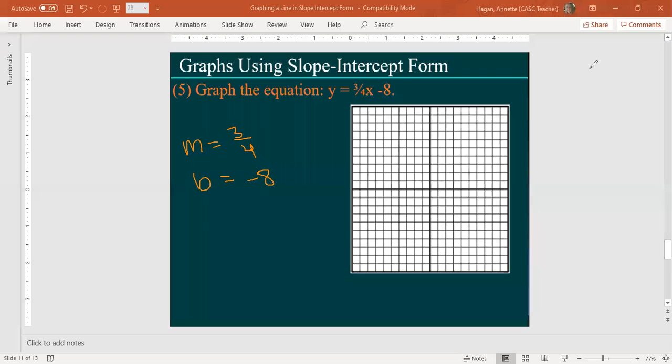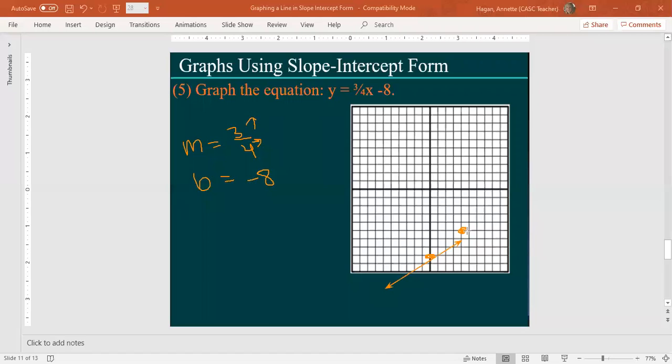All right, so you guys should see here that the slope is 3/4 and the y-intercept is negative 8. So I'm going all the way down to negative 8 on the y-axis: down 1, 2, 3, 4, 5, 6, 7, 8. My slope is 3/4, which means I'm going to rise 3 and run 4. I'm going to rise 1, 2, 3. I'm going to run 1, 2, 3, 4. And again, you could do more points if you want to, but you only need 2 points to graph a line.